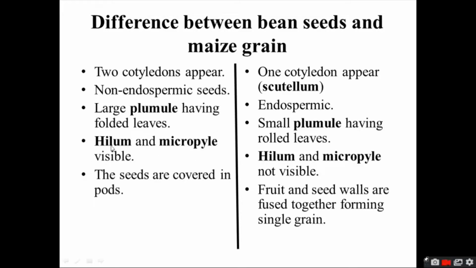Hilum and micropyle are easily visible, as we had seen, and hilum and micropyle are not visible in case of maize grain. The seeds are covered in pods. Like in case of peas or in bean seeds also, we can see the seeds are covered within pods. And if you have seen the plant of Aparajita, in that plant also the seeds are covered in the pods, and in maize the fruit and seed coats are fused together forming a single grain. So these are the differences between bean seeds and maize grain.